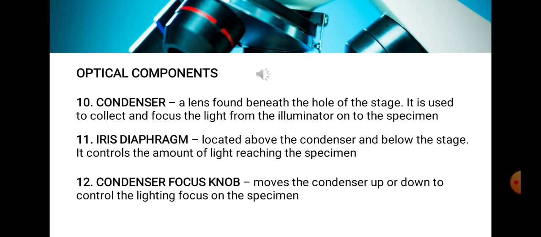We also have our iris diaphragm. The diaphragm or the iris is located under the stage and it is an apparatus that can be adjusted to vary the intensity and size of the cone of light that is projected through the slide. As there is no set rule on which setting to use for a particular power, the setting depends on the transparency of the specimen and the degree of contrast you desire in your image. And we also have your condenser focus knob. It moves the condenser up or down to control the lighting focus on the specimen.